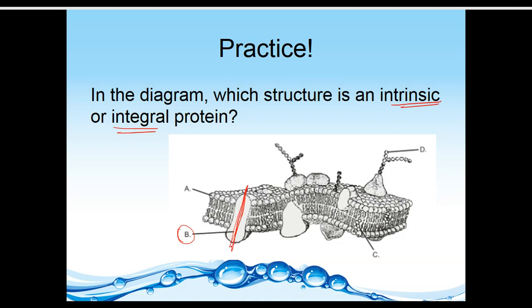Since we're looking at the picture, let's talk about the other letters. What is A pointing to? Well, that's the phosphate head of a phospholipid molecule. What is C pointing to? Looks like cholesterol to me. And then how about D? This little branch sitting on top of this protein? Well, that's going to be a carbohydrate, making this guy not just a protein, but a glycoprotein.